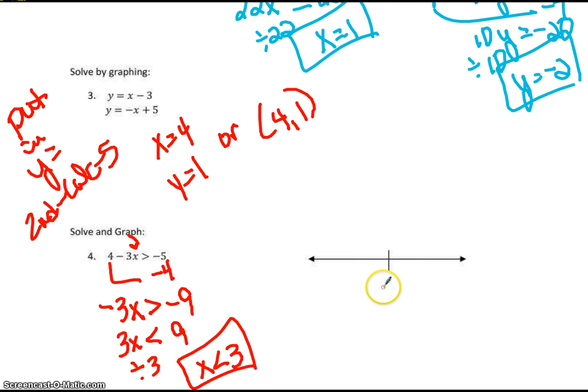To graph it, you come over here and put a 3. It is an open circle because there is no line.